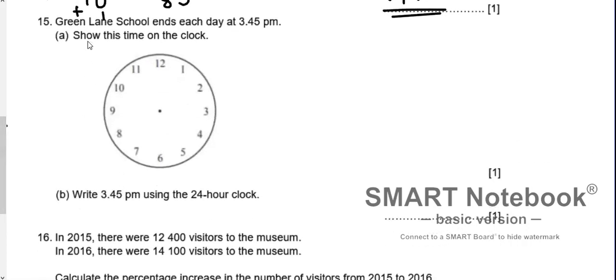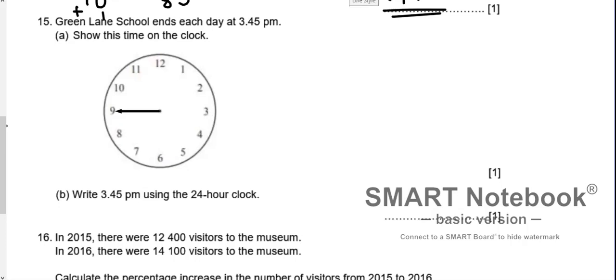The next question is: Greenland School ends each day at 3:45 p.m. Show this time on the clock. Okay. So you're going to show that 3:45. The first thing is to show where 45 is. This is your 45. And then you need 3:45. So it's between 3 and 4 there.